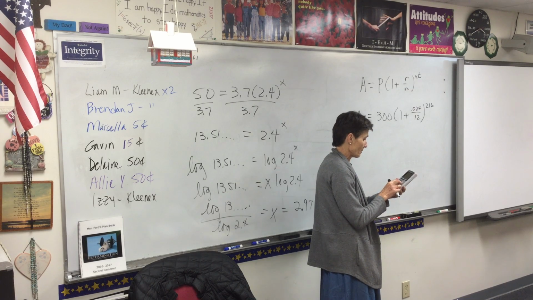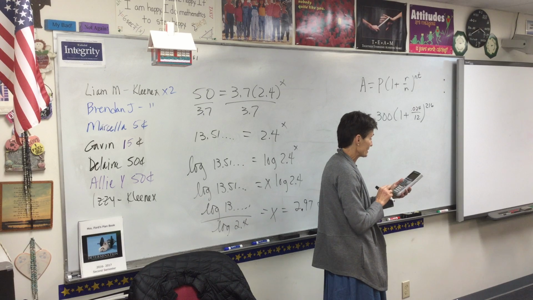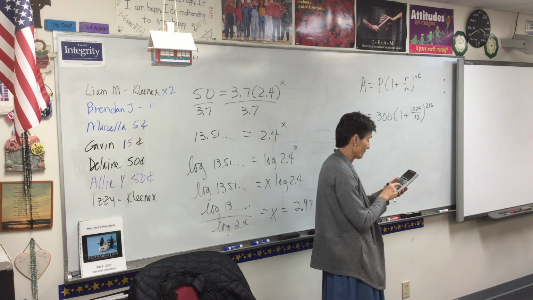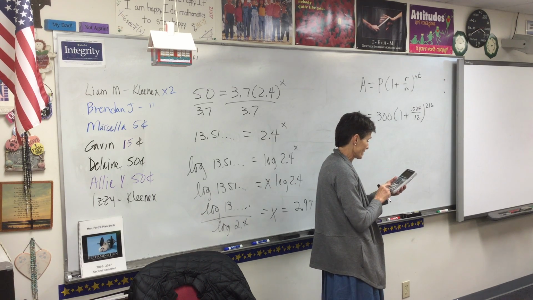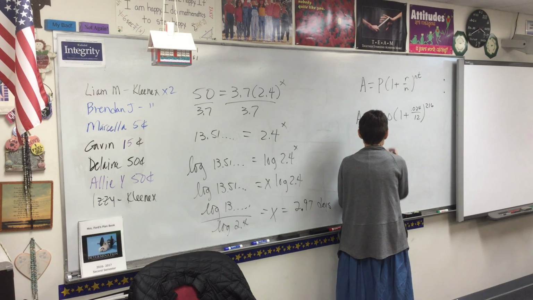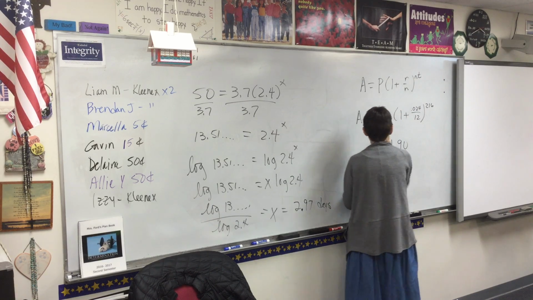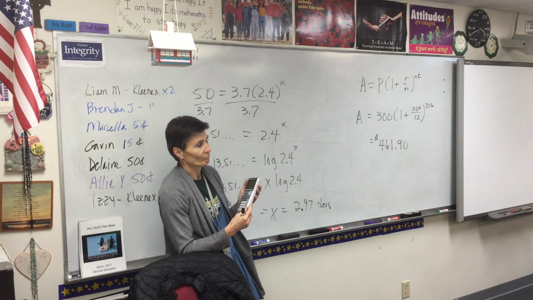So, somehow I got something different. So 300 parentheses, 1 plus 0.024 divided by 12, close parentheses, raised to the 216. That's not as much as I thought. $461.90. Is that what you got? Yeah.